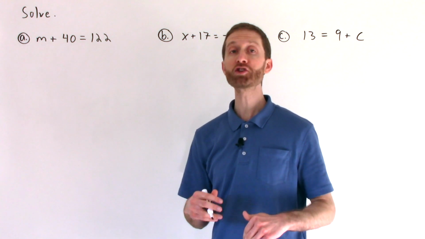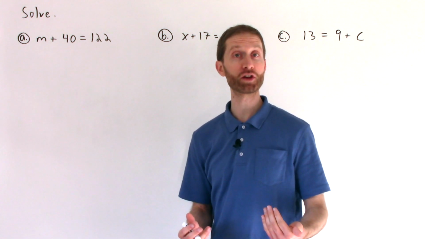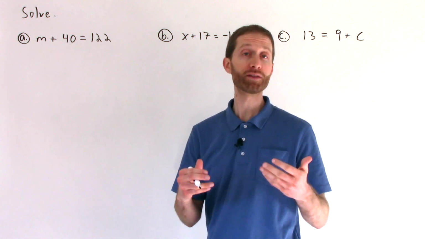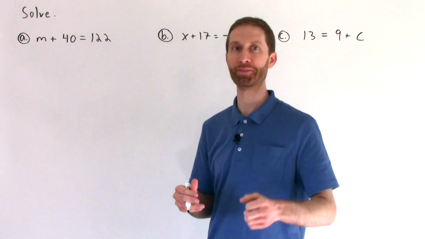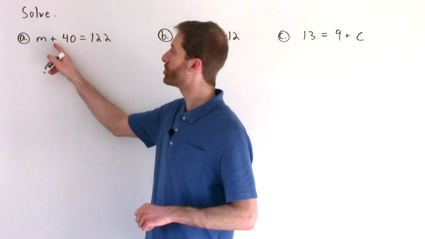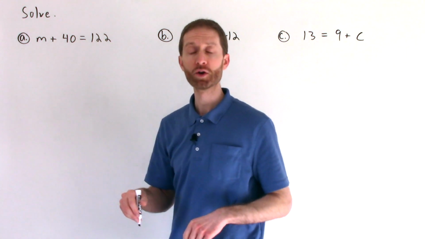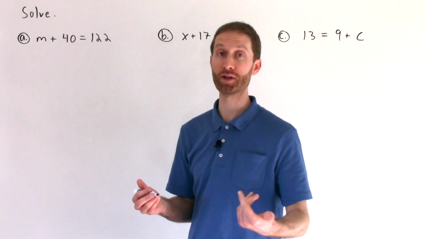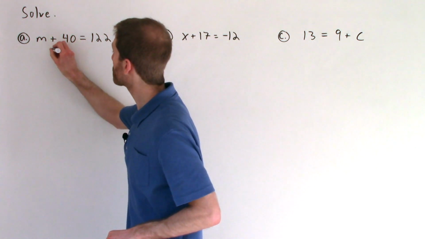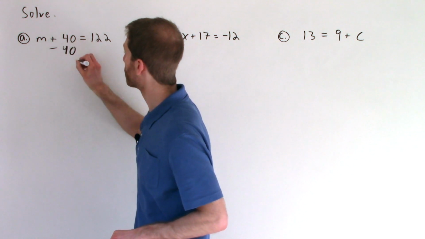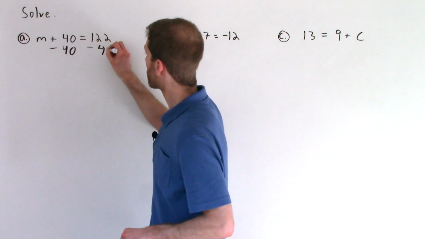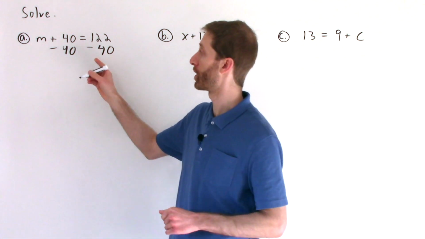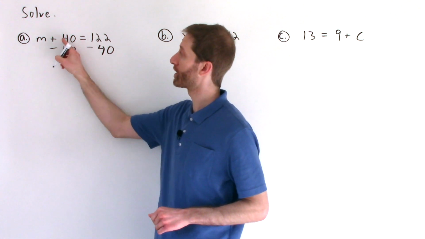Remember that to undo an operation is the way to solve any one-step or even, as you'll see down the road, multi-step equations. So how do we undo plus 40? Well, to undo plus 40, we subtract 40 from both sides. I'm just focused on the subtraction of 40 from both sides of the equation. Got to do the same thing to both sides so that we keep the truth of the equation. And now I'm focusing on isolating m.